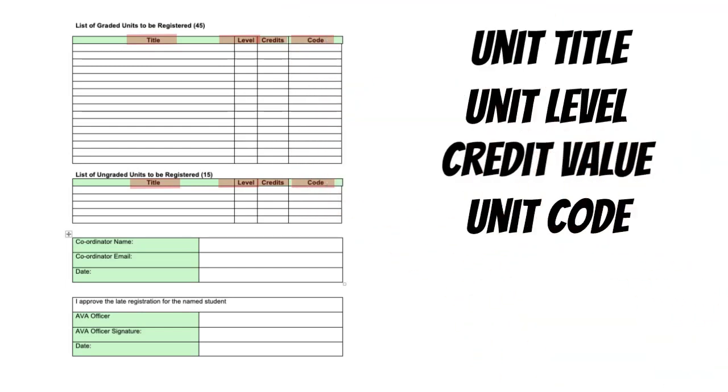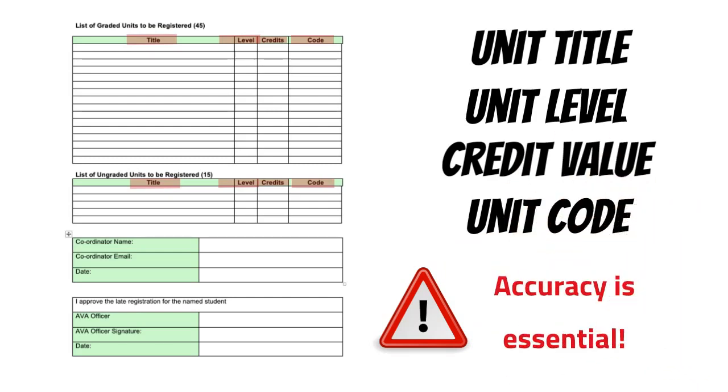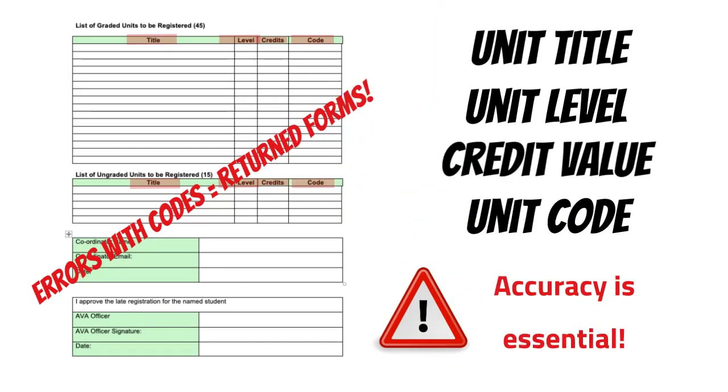It's critically important that these are completed diligently and checked for accuracy, so as not to delay the selection of units. Forms will be returned if there are errors with the codes, so that the AVA can be sure that the correct units are being registered against the learner.